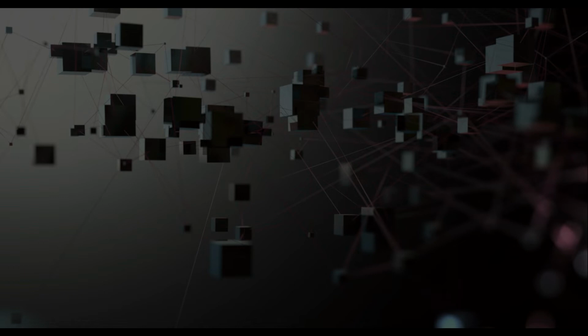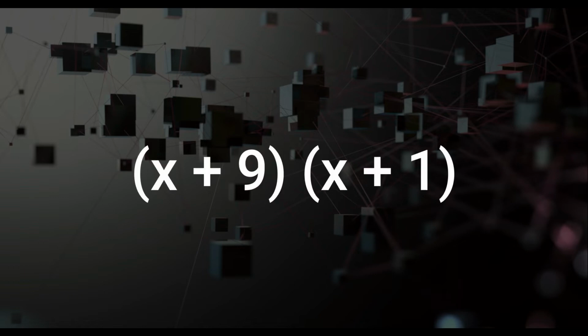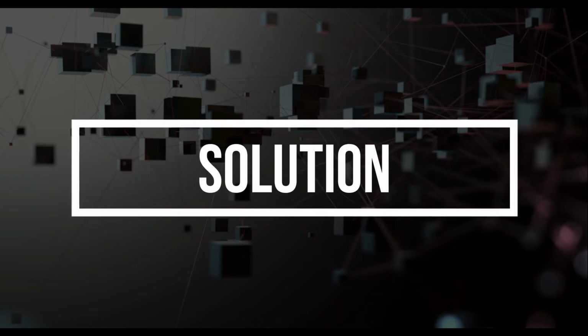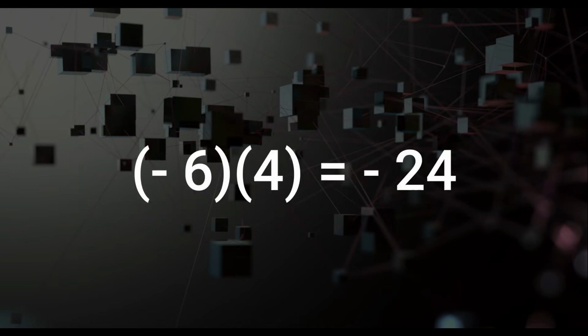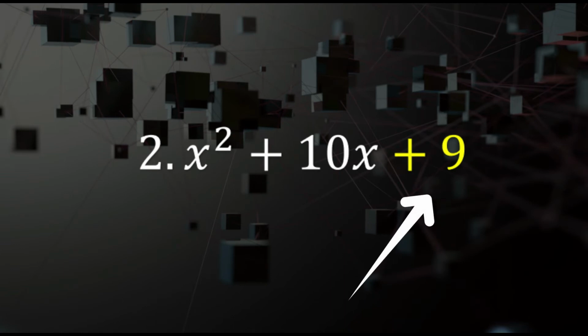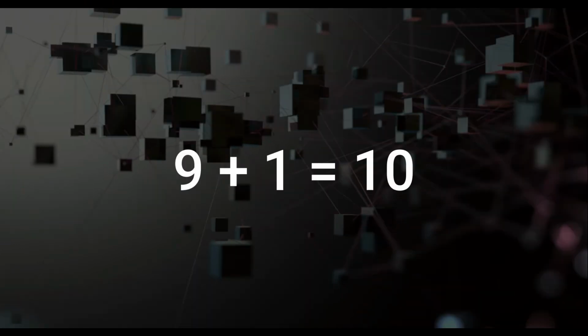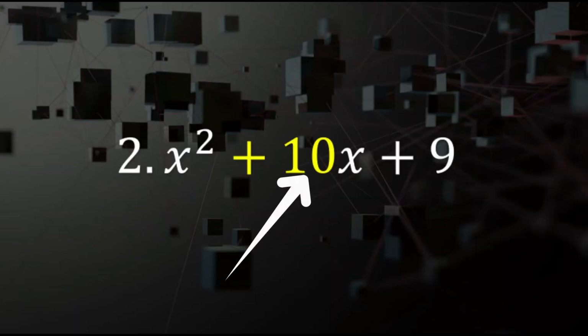Number 2 has factors of x plus 9 and x plus 1. It's because it satisfied the condition we need. 9 times 1 equals 9, which is our C. And 9 plus 1 is equal to 10, which is our B.